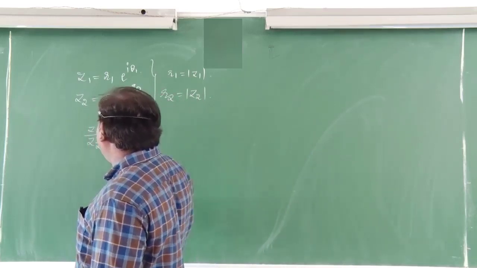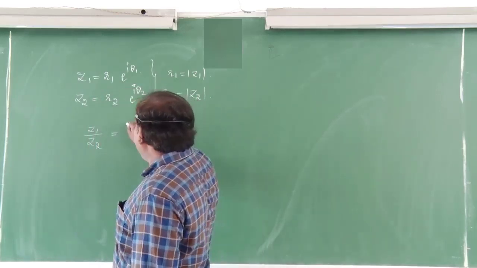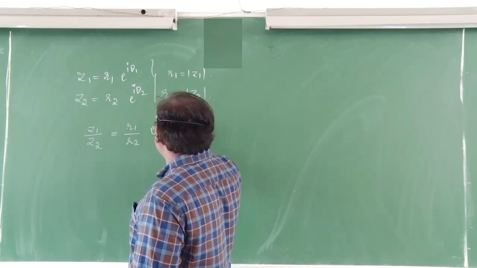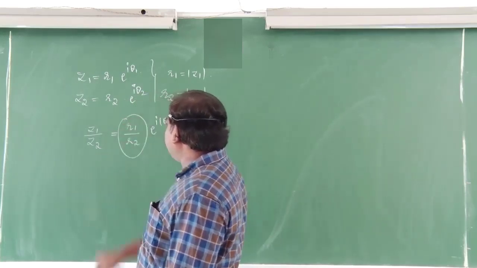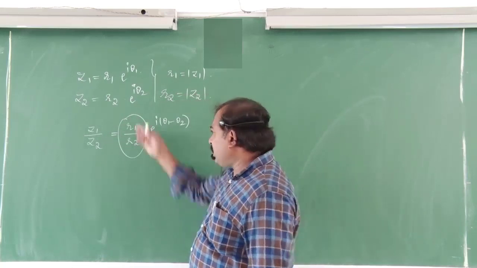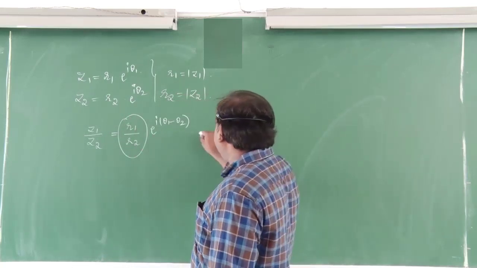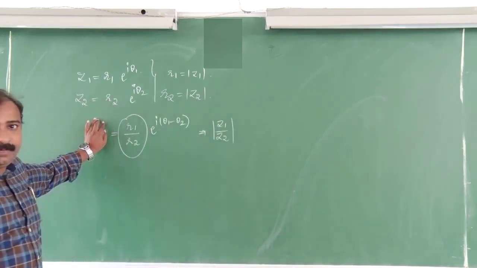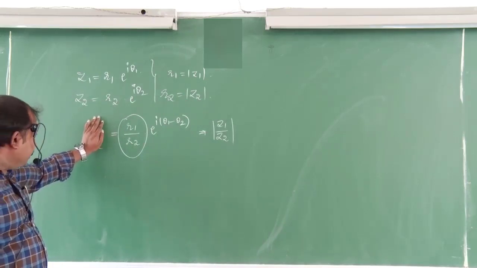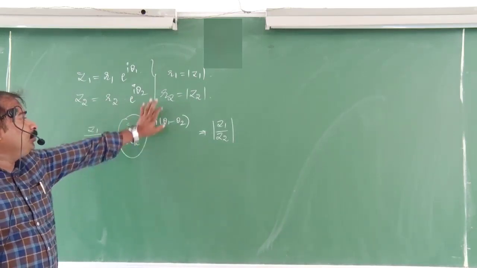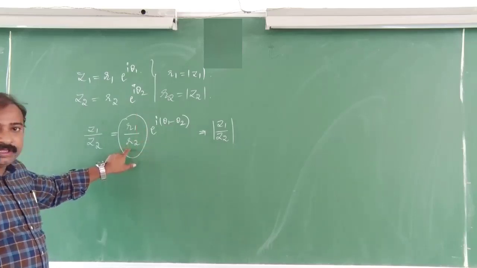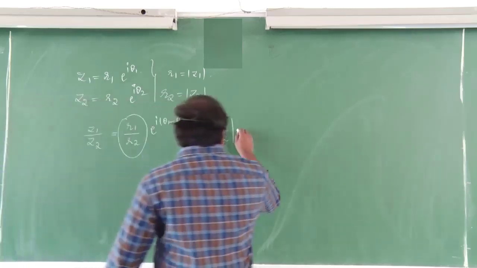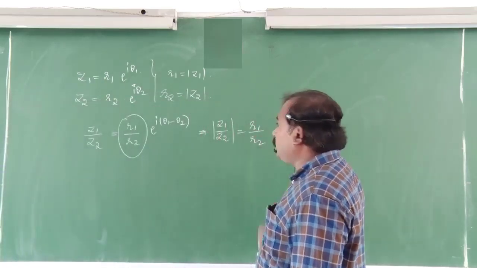Next, if I do z1 by z2, what is the z1 by z2 value? r1 by r2 into e power i into theta 1 minus theta 2. So this is a complex number. Of course, r1 by r2 you can take as some constant only. So what is the modulus of z1 by z2? This whole thing is one complex number. Let it be z3 equal to some constant into e power i theta. The modulus of this complex number is the constant. So modulus of z1 by z2 is r1 by r2.